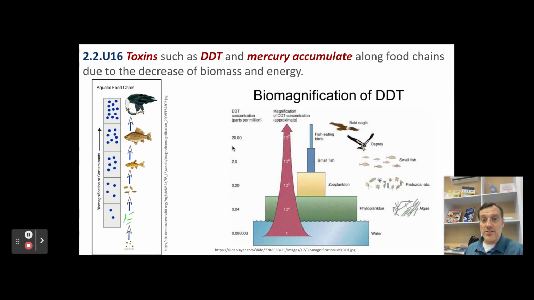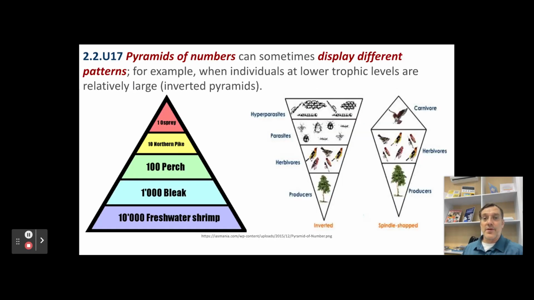This approximates that 10% rule that we saw in the loss of energy between trophic levels, but in reverse. It increases or it magnifies the concentration of the pollutant. That's why it's called biomagnification. It makes it bigger.